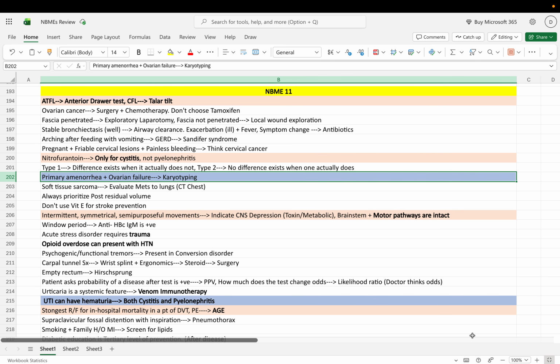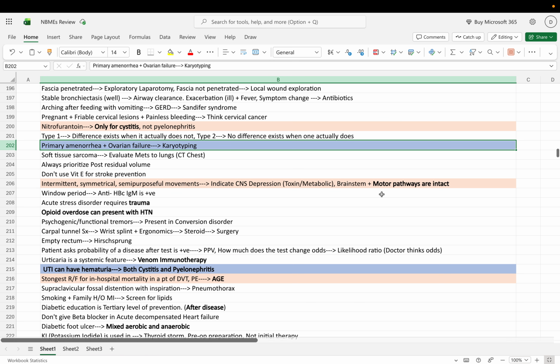First, let us start with the blue boxes. Primary amenorrhea given with ovarian failure. Do karyotyping to rule out Turner syndrome.